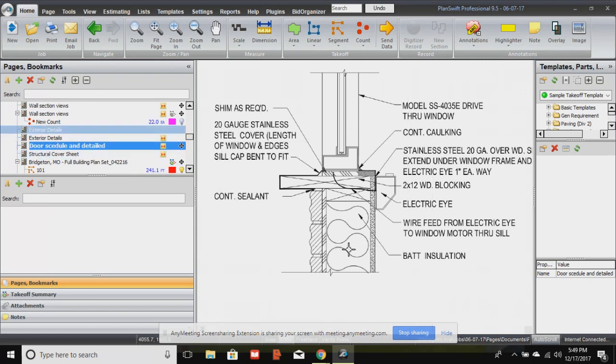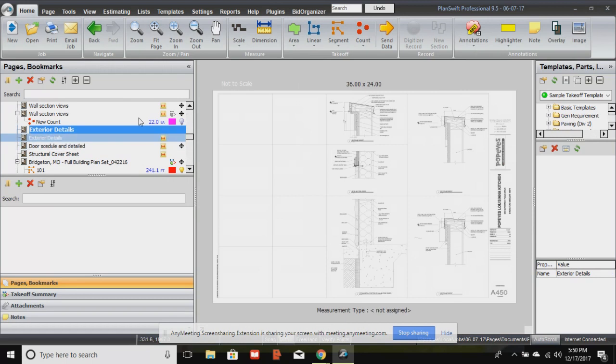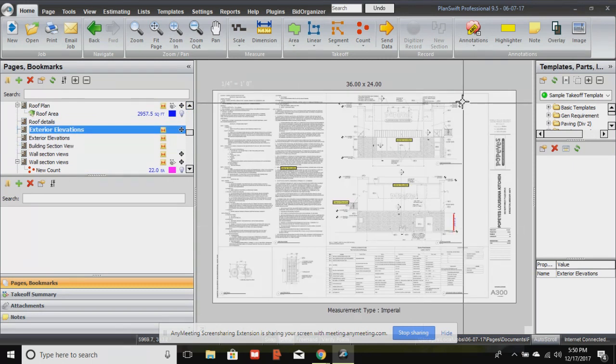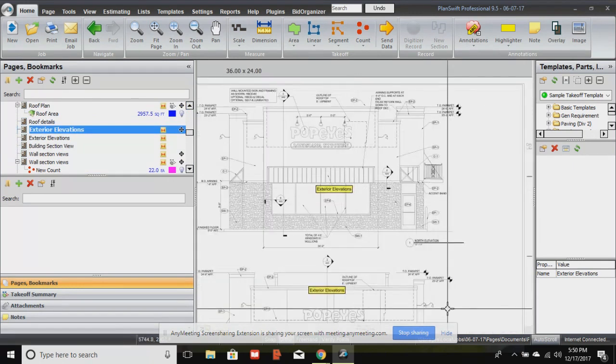And then the elevation views. All right, no, that's exterior. That's details. Hold on, exterior elevation view: a view of the project now, not so much for construction, but for finishes, and where all your finishes go.